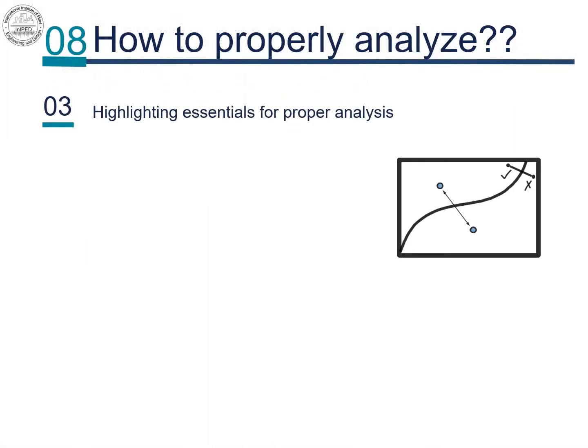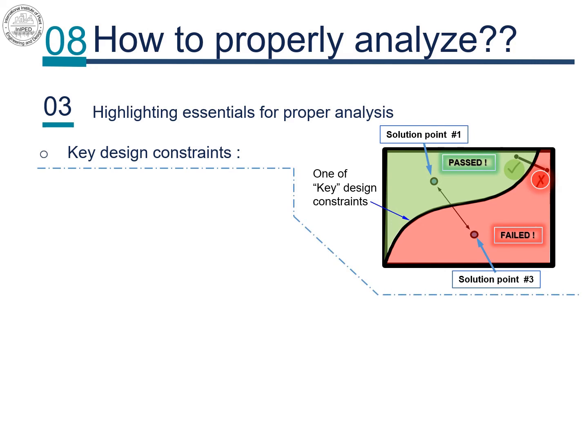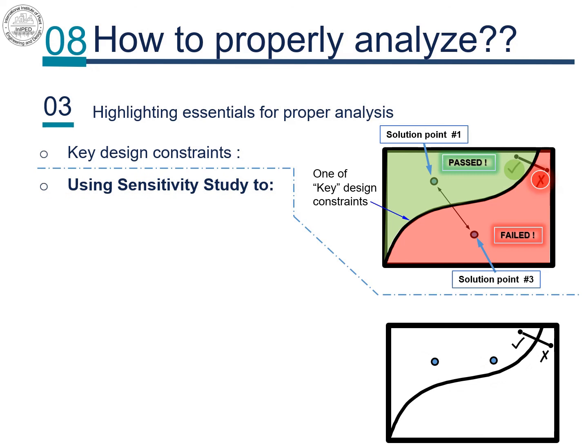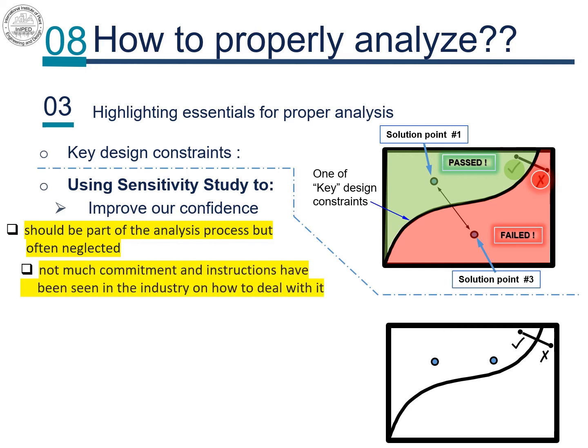We have already spoken about key design constraints and what it means in terms of having a passed or failed solution, as can be seen here. One of the most important aspects of design analysis is checking its validity, or doing sensitivity studies to gain the right level of confidence in our analysis results, or to improve their values. They should be part of the analysis process because of their importance, however this is often neglected, and not much commitment and instruction has been seen in the industry on how to do it, and whether the analysts are actually obliged to do it or not. So it is downgraded to individual interpretation. However, we believe that it shouldn't be left only to that.